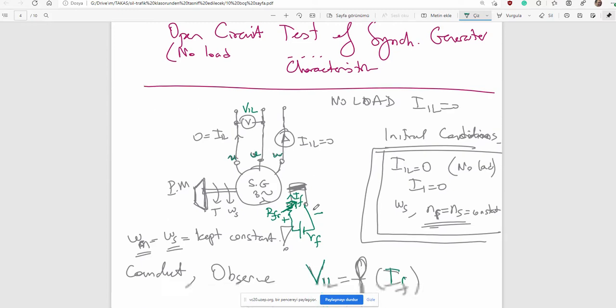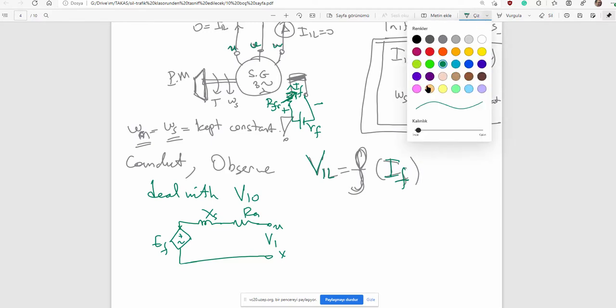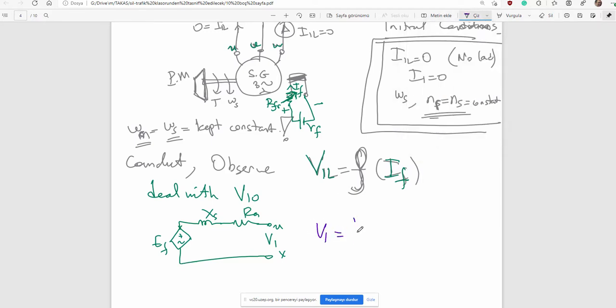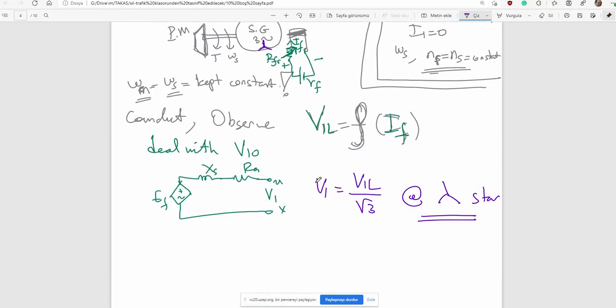UVW. There is no X. You cannot directly measure that voltage. V1 is equal to V1 line over root 3 if the system is connected star. Here is the star connection, so the voltmeter measures line to line voltage between phases, and then you can easily calculate the single phase or winding voltage by simply dividing the line to line voltage by the square root of 3.